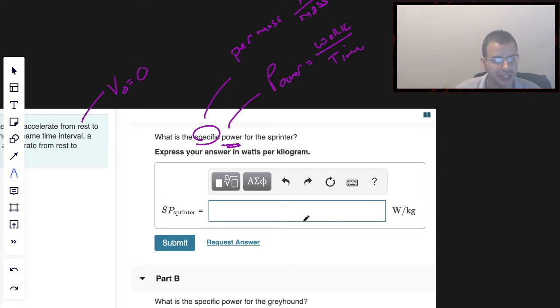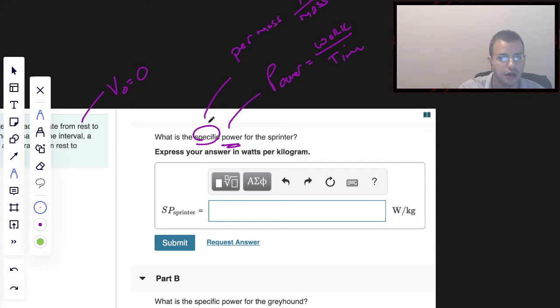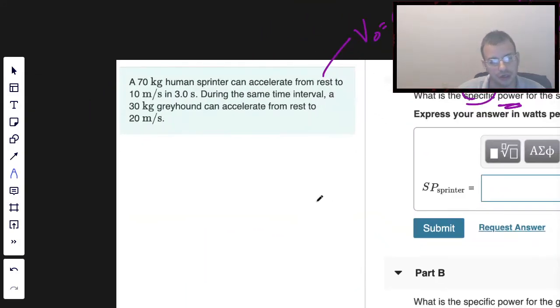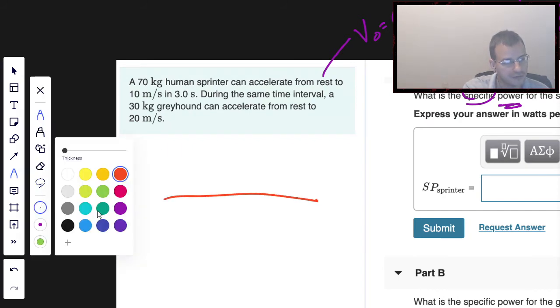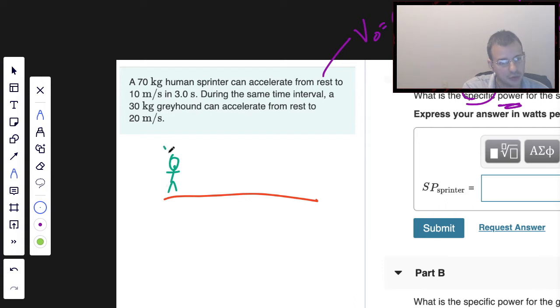All right, so what we really need to do is find the work done. So that's what we're going to start with. For the work done by the sprinter, we're going to use conservation of energy. This is going to be our picture. The first scenario is the sprinter right here with initial velocity equals 0. And then the sprinter over here, with velocity final equals 10. The difference between these two is 3 seconds.